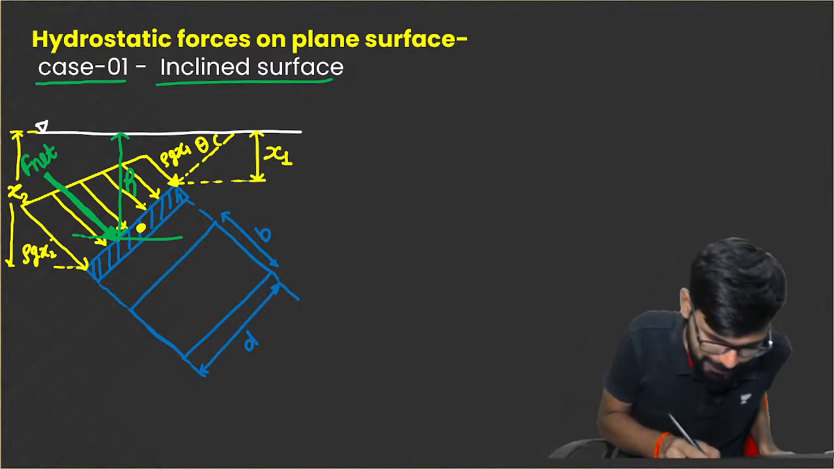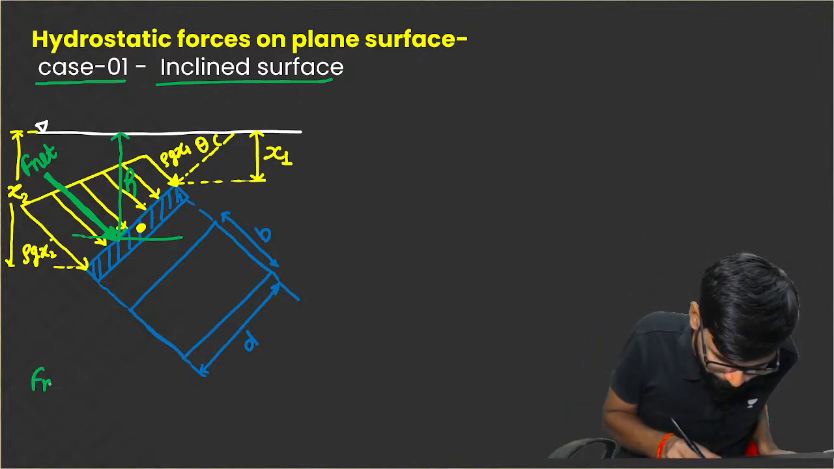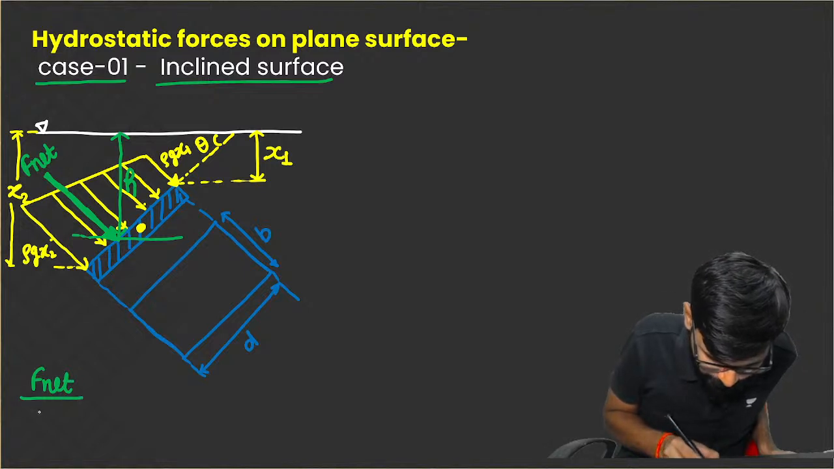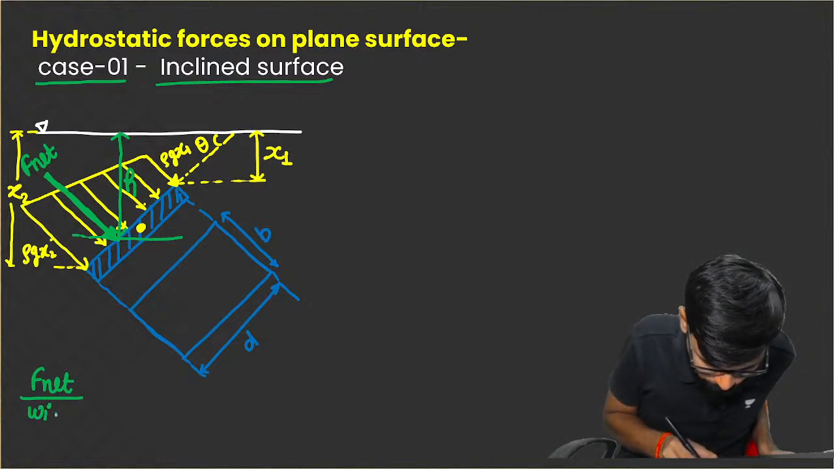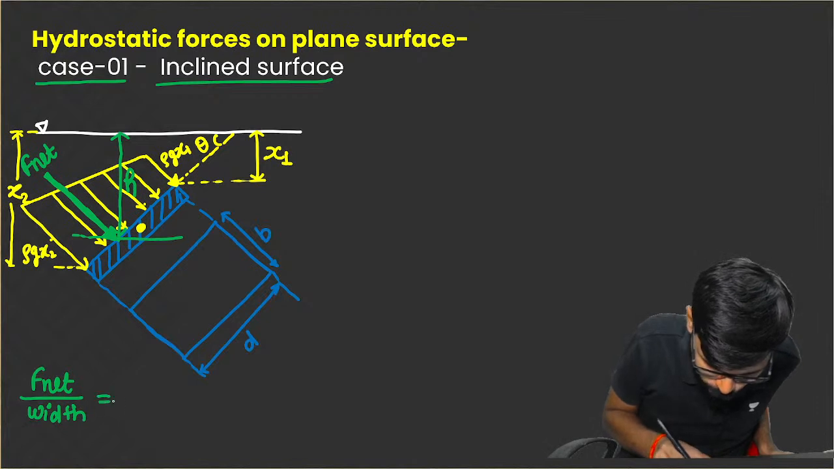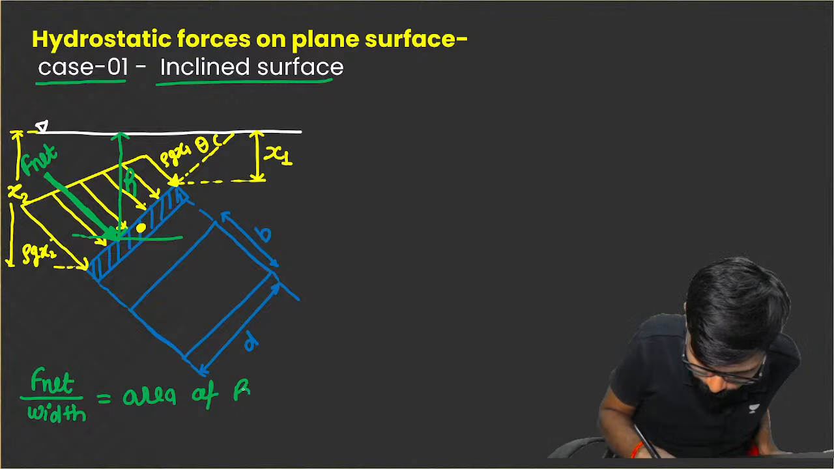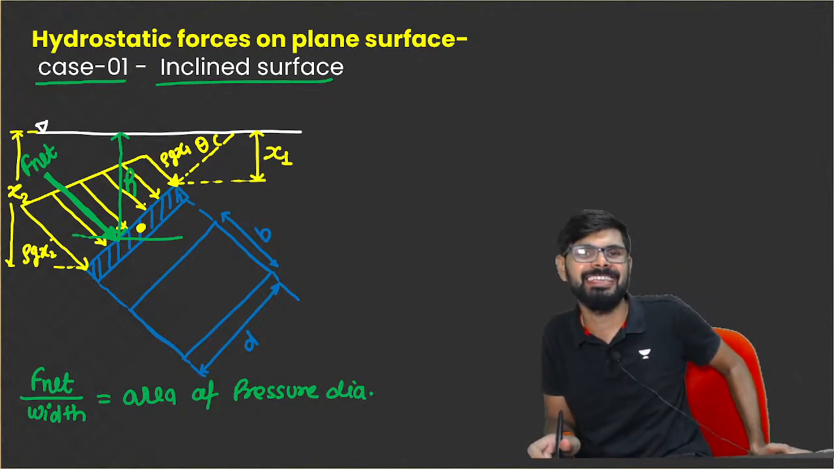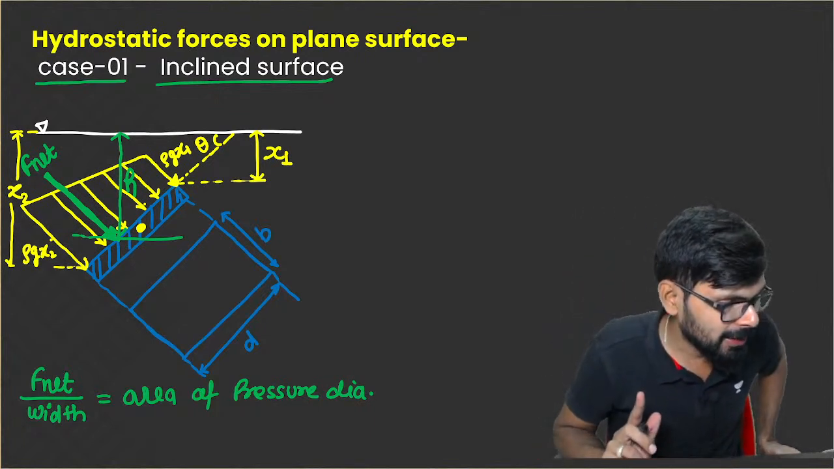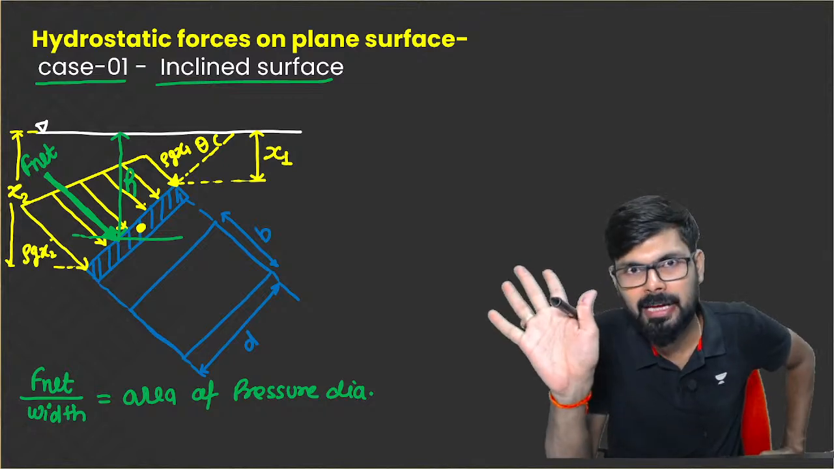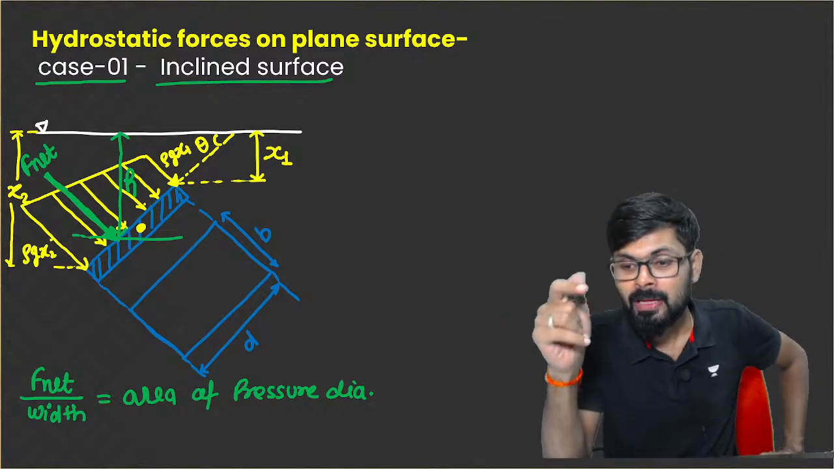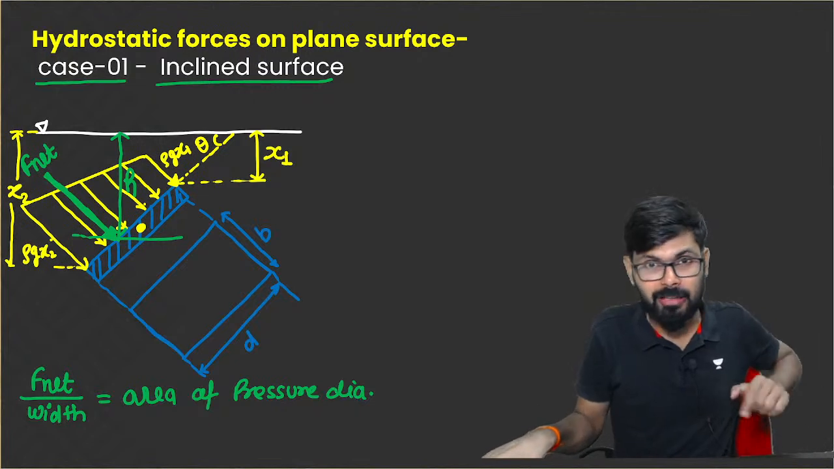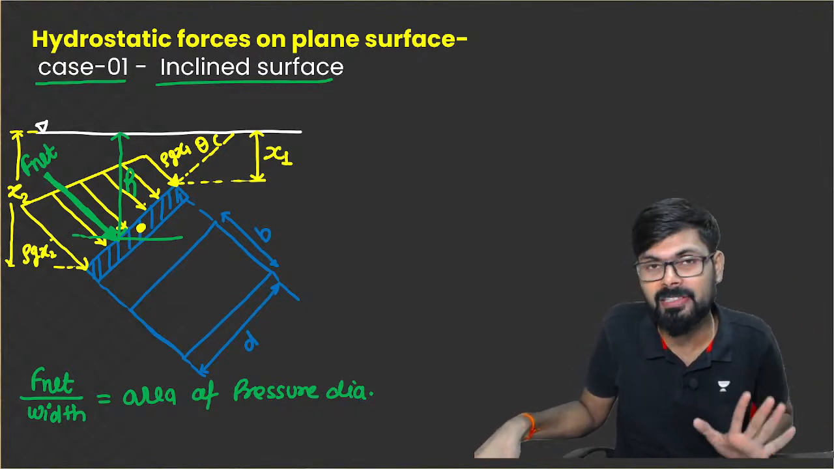That's it. What is the formula? F net by width is equal to area of pressure diagram. Area of pressure diagram. Please listen here carefully. If you don't understand this, nothing else will make sense. What did I say? Whenever a plane surface is there, this discussion is only for plane surfaces, beta.